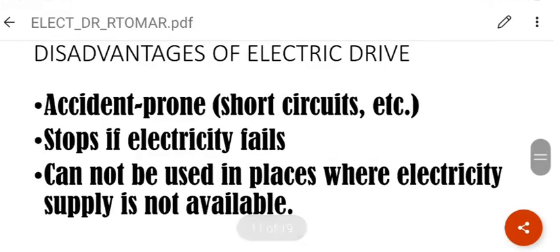More advantage, sorry, these are disadvantages. Accident chances are higher because you are dealing with electricity. And if by chance electricity fails, then everything stops. That is a disadvantage. And if you are operating in places where electricity supply is not there, then obviously this is not a viable solution.